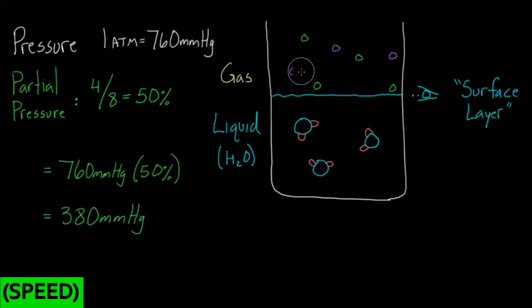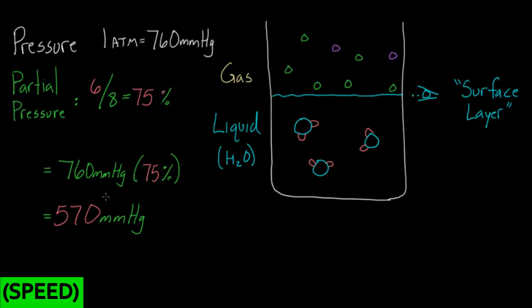And I could actually complicate this a little bit. I could say, well, what if I got rid of those 2 and replaced them with green molecules? So now the gas is looking different. I've got 6 out of 8 molecules that are green. So what is the new partial pressure looking like? Well, 6 out of 8 means that the percentage is going to be different. So I've got a new number here and here. So I'd say 75% is the new number, right? And 75% times 760 is 570 millimeters of mercury. This is my new partial pressure.